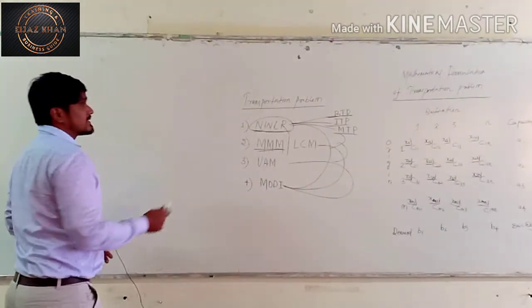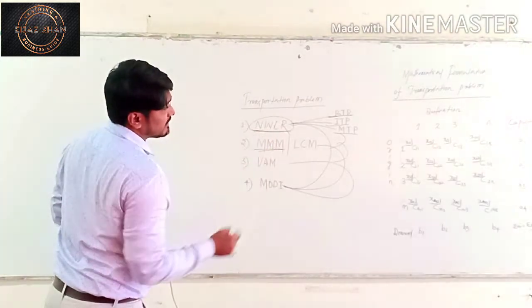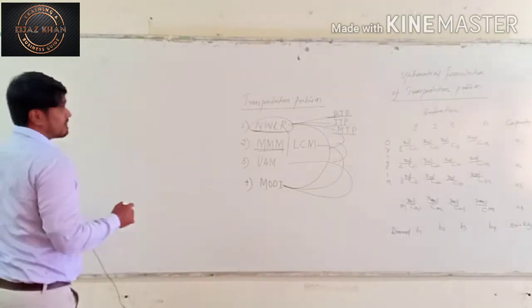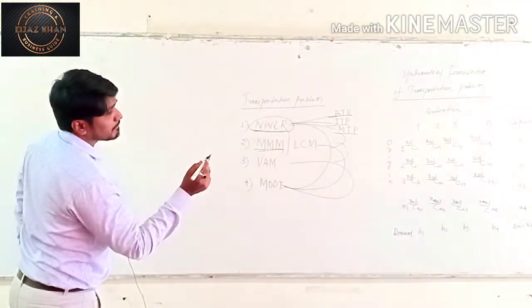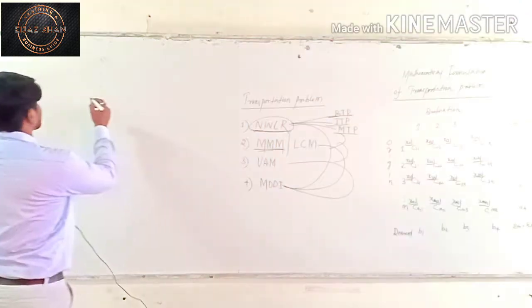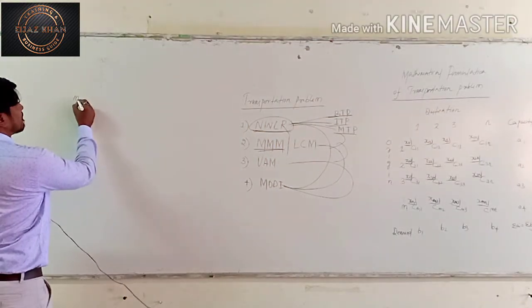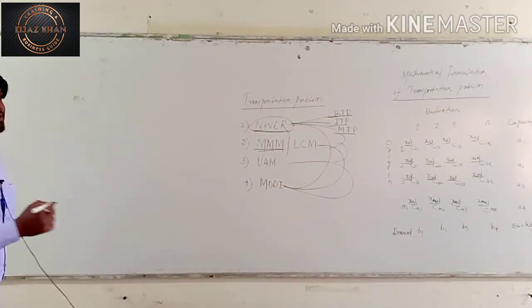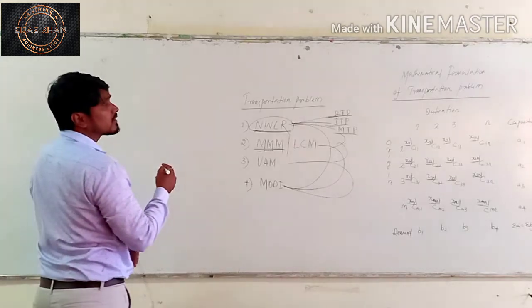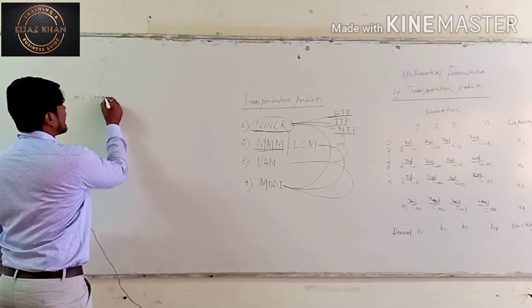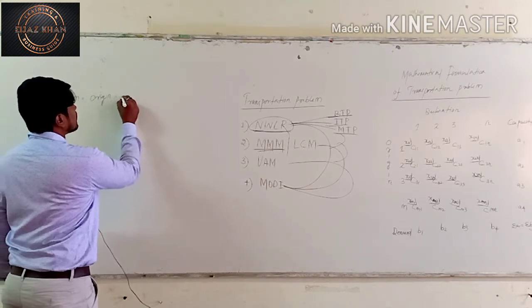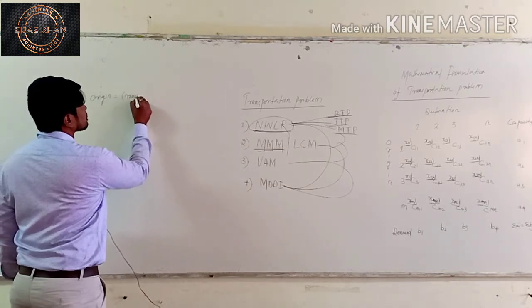Now the question arises, what are these abbreviations, the short forms I have written on the board? The first one I write is M. You need to understand what M is. You may be asked the question, what is M? M is nothing but origin. It is nothing but rows.